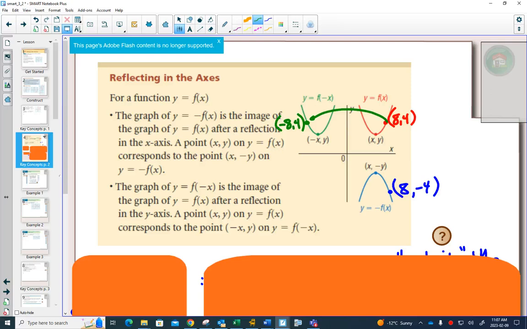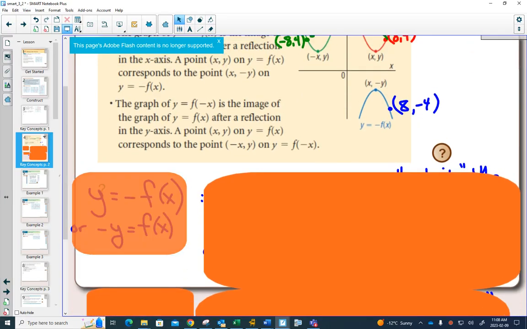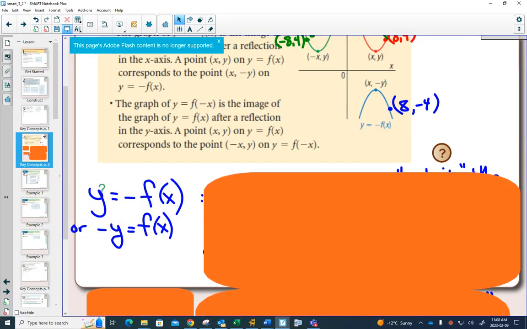So what I'd like you to do is, in the space beside that on page 180, write the following. First of all, with the negative outside the function. And sometimes, most commonly, we'll put the negative right in front, but sometimes you'll see it on the other side with the y. And I hope you can see that those are identical. You could get them by just multiplying both sides by a negative 1.